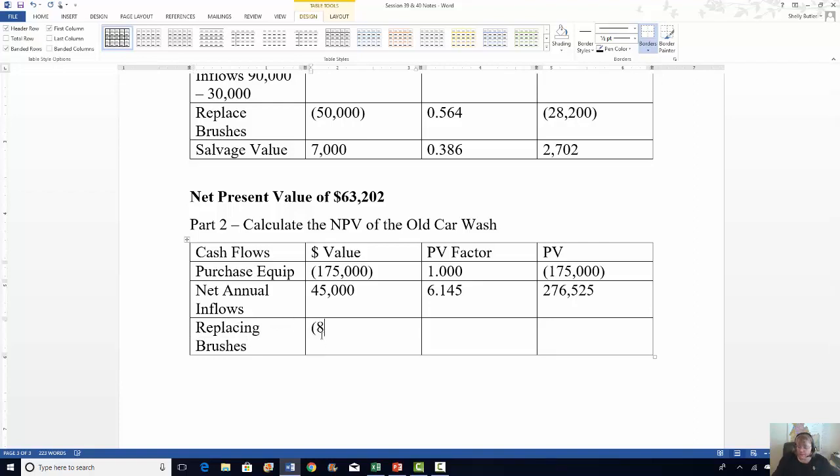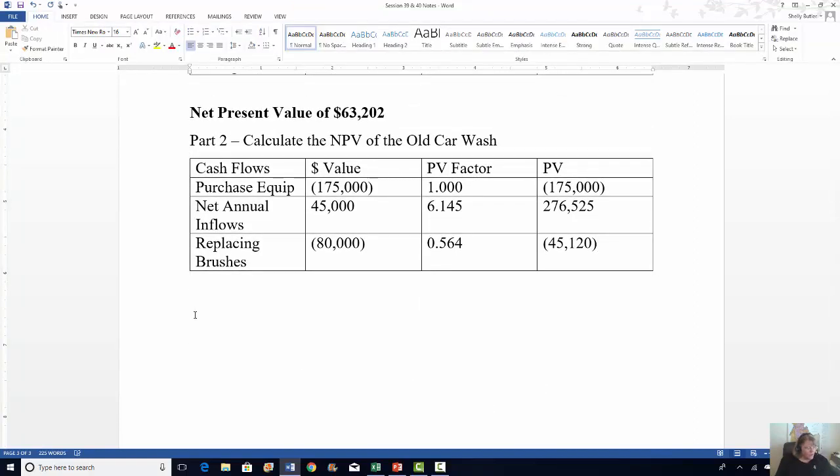And then we want to look at replacing the brushes. This example is $80,000 outflow. And we do it at the same time, so we can use the 0.564 because it's happening again in year 6 and it's still 10%. So our present value of doing those brushes is 45,120. So the net present value of the old car wash is equal to $56,405.